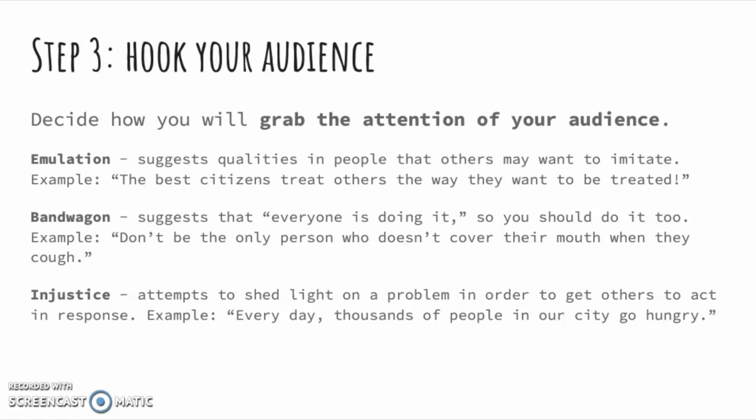The first one is emulation. This is something that suggests qualities in people that others may want to imitate. For example, the best citizens treat others the way they want to be treated. When I hear this, I think, hey, I want to be one of the best citizens. I'm going to be more thoughtful about the way I treat other people.